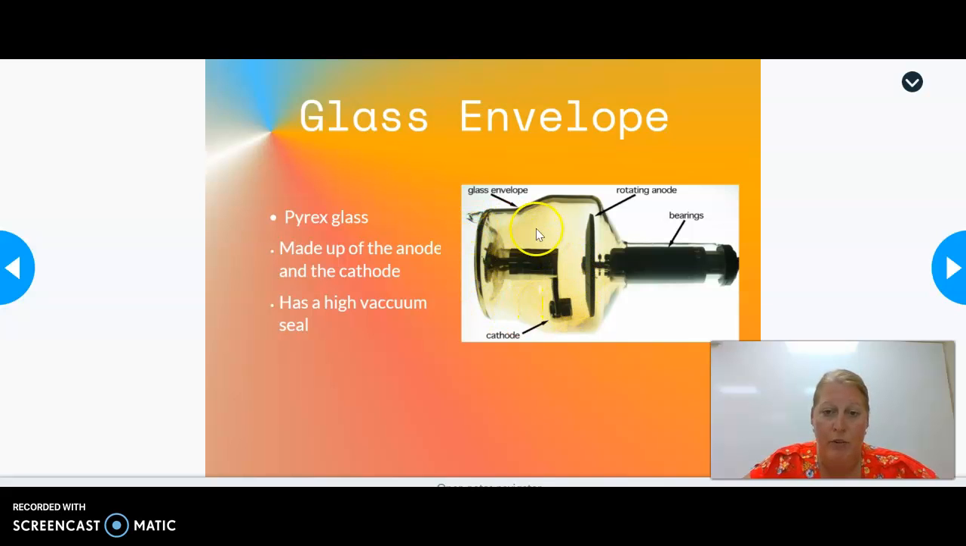This would be your cathode section. So basically if you drew a line right in the middle of this tube, that would divide your cathode and anode sections. It also has a high vacuum seal, and that is to help prevent those rogue electrons and to let the electrons be focused onto this track only.